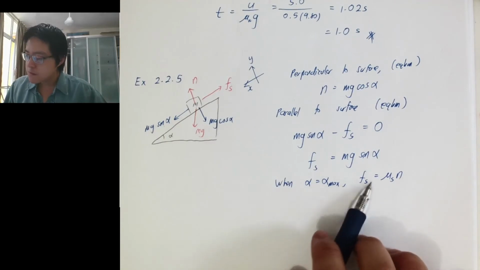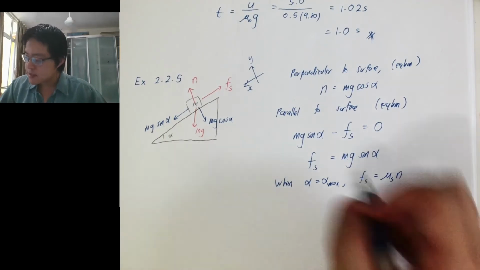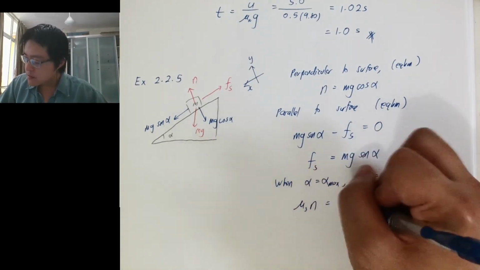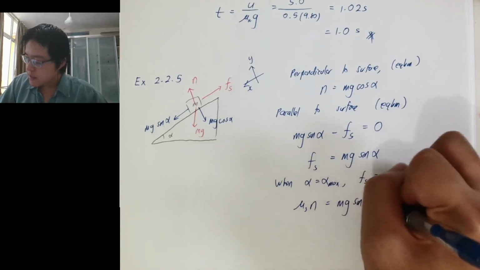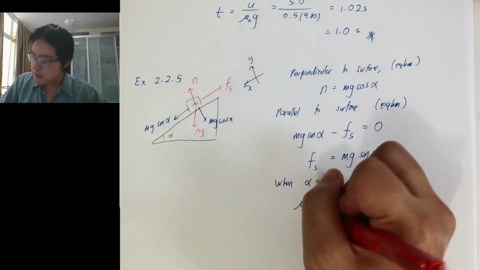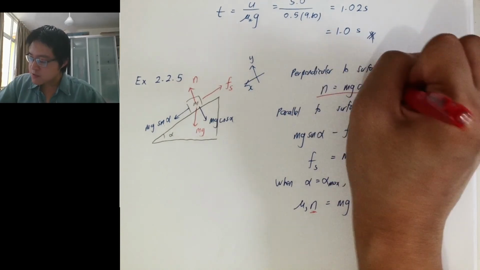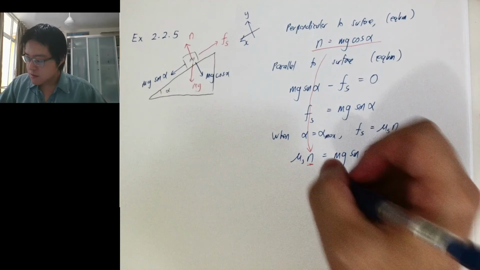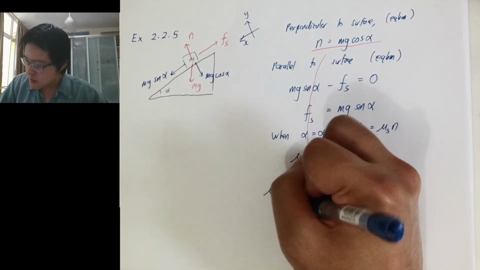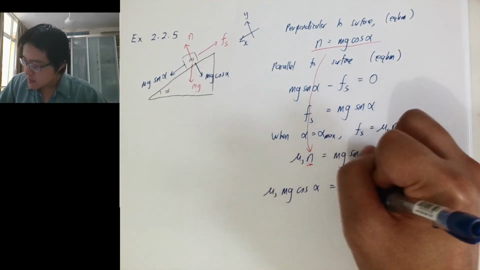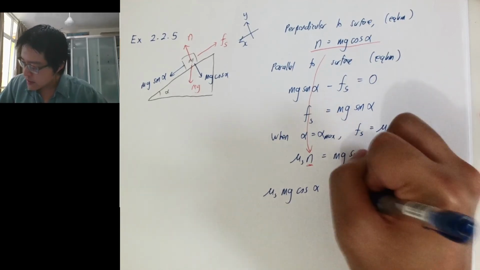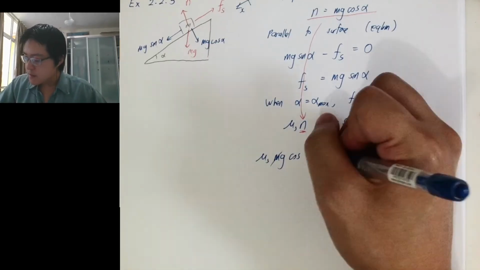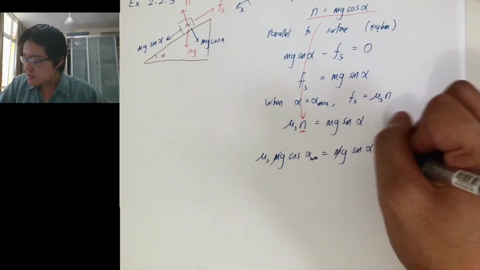So just plug this in, right? I got mu s N is equal to mg sine alpha, and there's an N over here, but I already got the N just now, so just put this whole thing inside. So I got mu s mg cos alpha, and this is mg sine alpha. So I cancel the m. This is alpha max, this is alpha max, right?